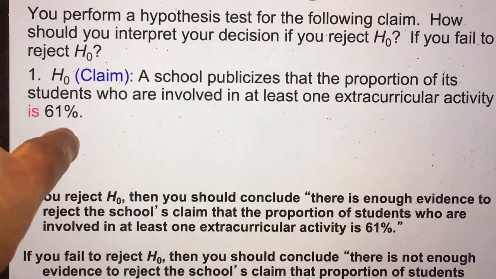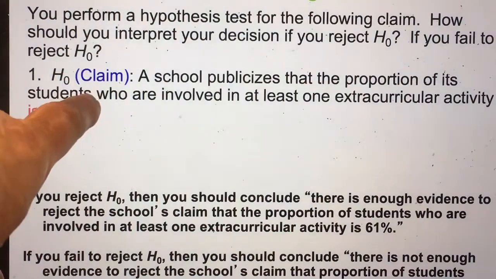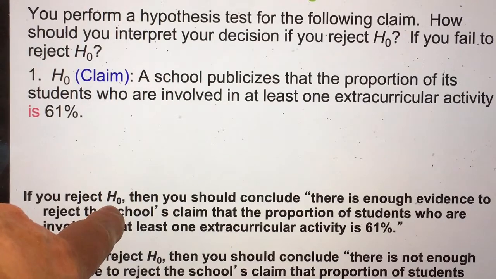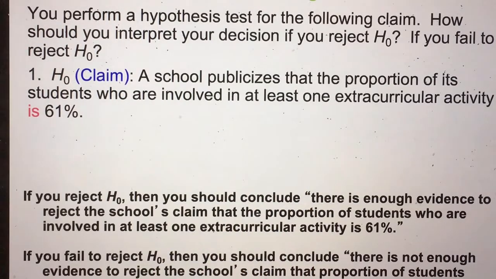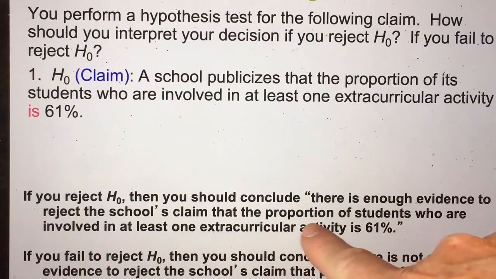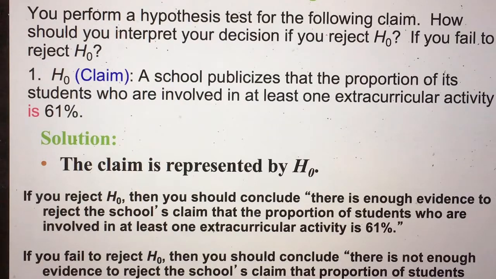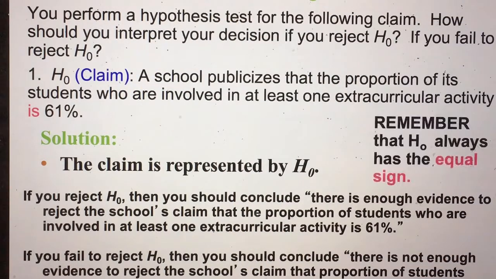And since we're rejecting the H sub O, we are also rejecting the claim, okay? So you would say if you reject H sub O, then you should conclude that there is enough evidence to reject the school's claim that the proportion of students who are involved in at least one extracurricular activity is 61%. If you fail to reject the H sub O, then you should conclude there is not enough evidence to reject the school's claim that the proportion of students who are involved in at least one extracurricular activity is 61%. Okay, so the claim here is represented by the H sub O.